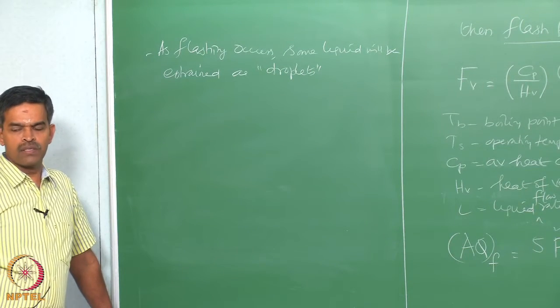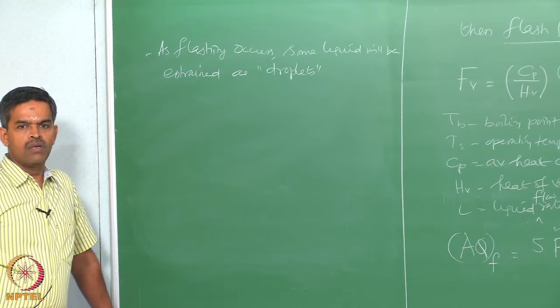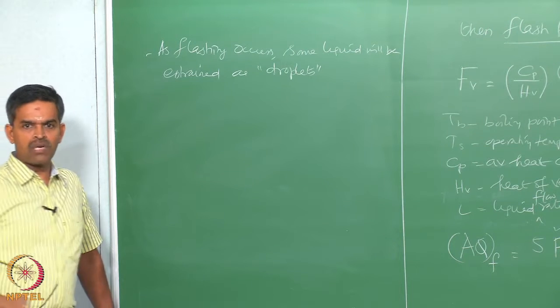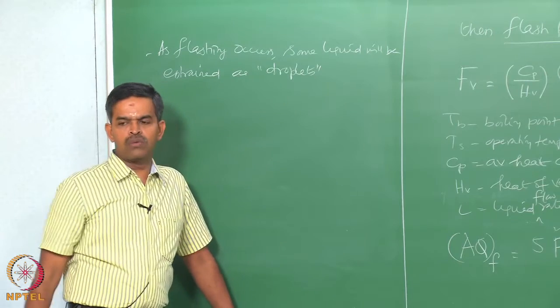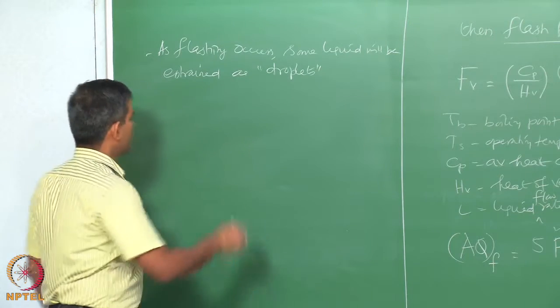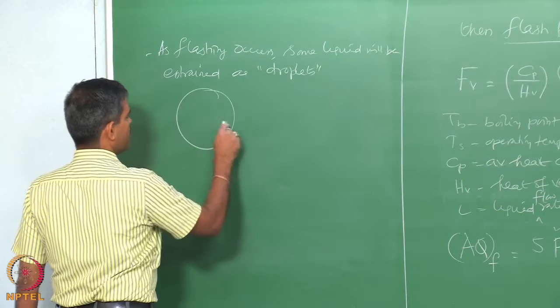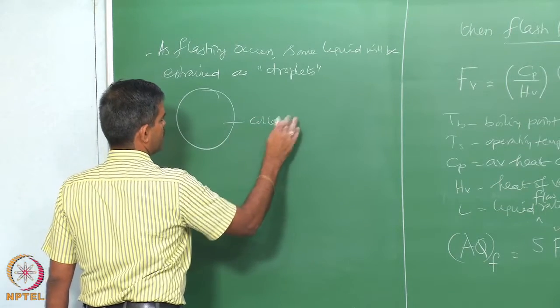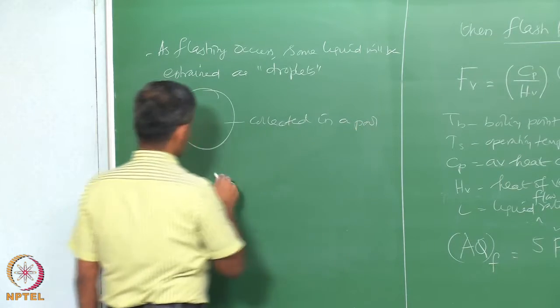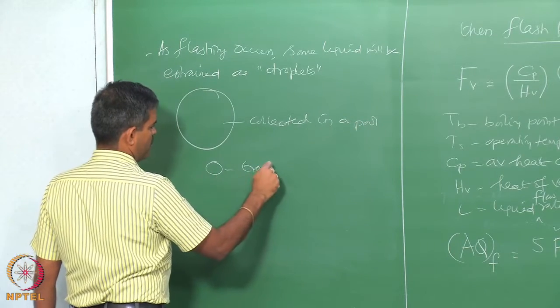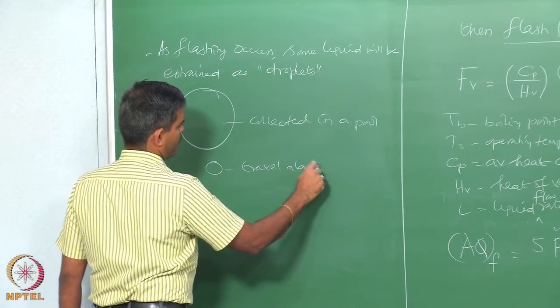Some of these droplets are quite small and could travel with the vapor, while large droplets fall down to the ground and will be collected in a pool. So, large droplets will be collected in a pool, and small droplets will travel along with the vapor.